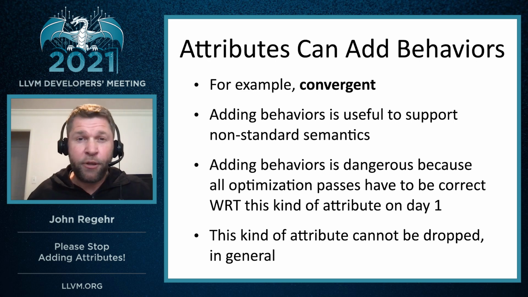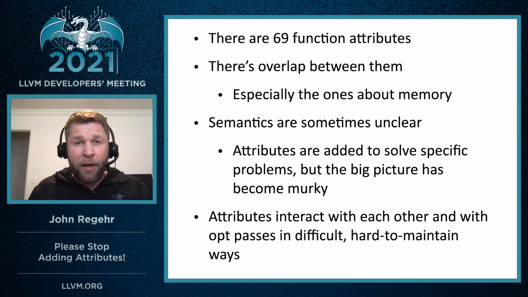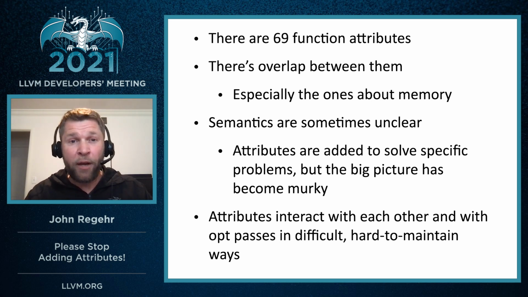Okay, so those are the things that we can accomplish using attributes. Now let's look at the big picture. Currently in LLVM, there are 69 attributes that can be applied to functions, and there's overlap between them. For example, a minute ago we looked at the write-only attribute, but there's also read-none, which is different but overlaps semantically somewhat. So there's a fair amount of overlap between attributes, and there are quite a few of them. Furthermore, the semantics of these attributes can sometimes be unclear.